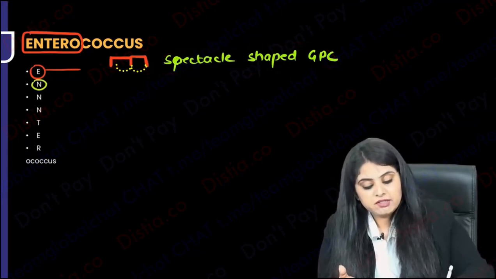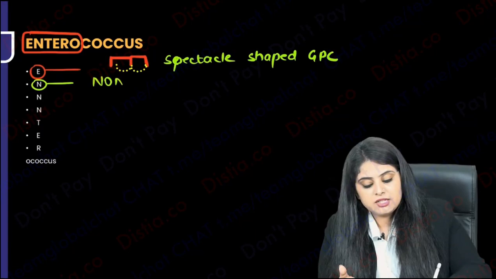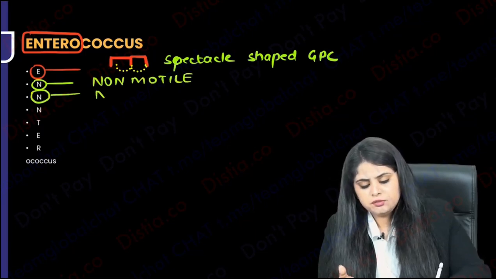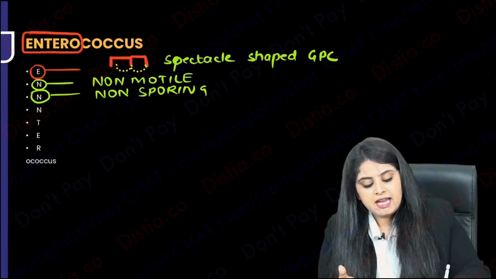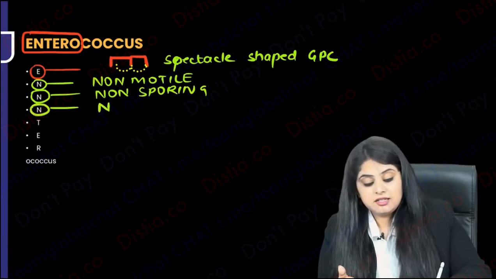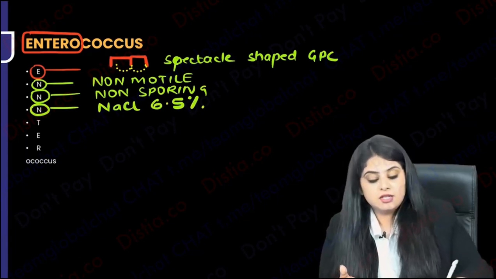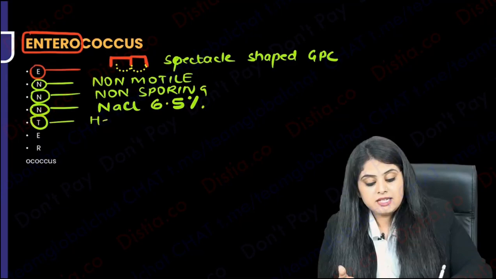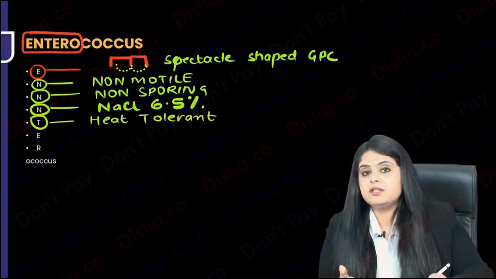Okay, then after that, what is N? Is it motile? No, I did not study any motility over here. Has it got anything to do with sporing? No, there is no sporing also that I see over here. And what I see over here is N, another N, NaCl. It will survive in NaCl 6.5%. Not only is it tolerant to that, guys, it is tolerant to one more thing, and that is heat. T for heat tolerant also.